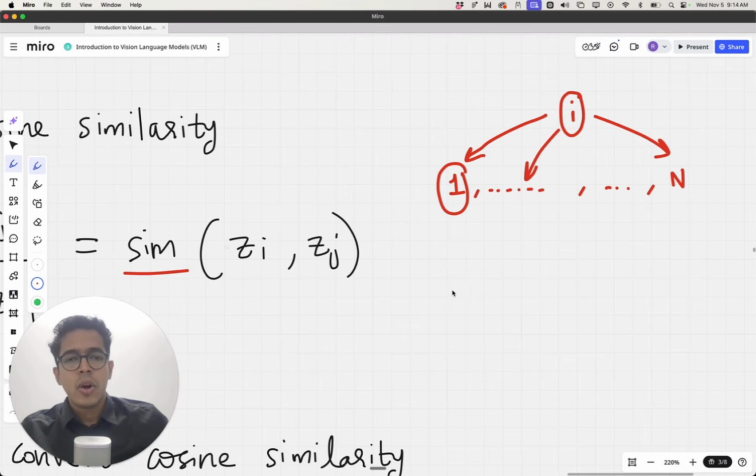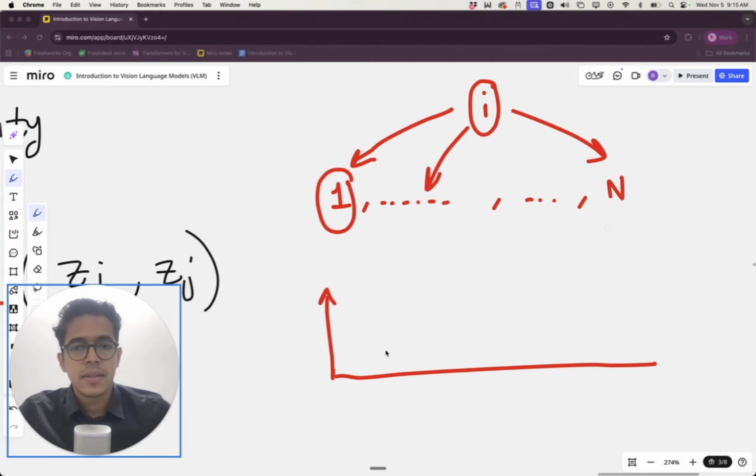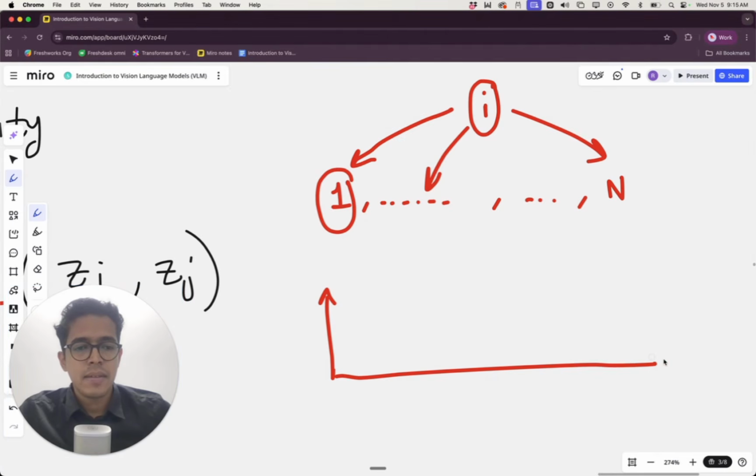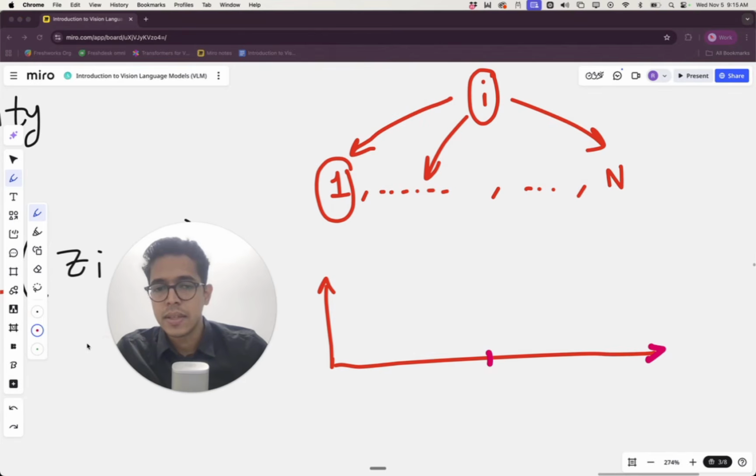So if we plot the cosine similarity values between these vectors, how would that look? It will look something like this. The cosine similarity between i and j will be the highest. So let's say this is i, this is j. Let me reduce the pen thickness.